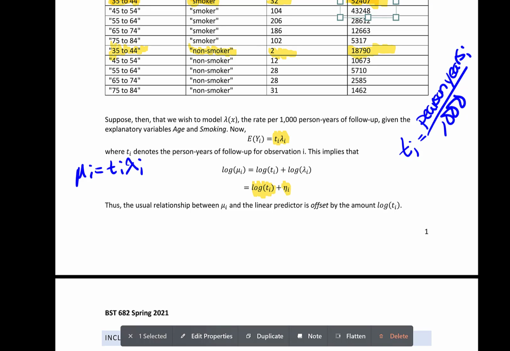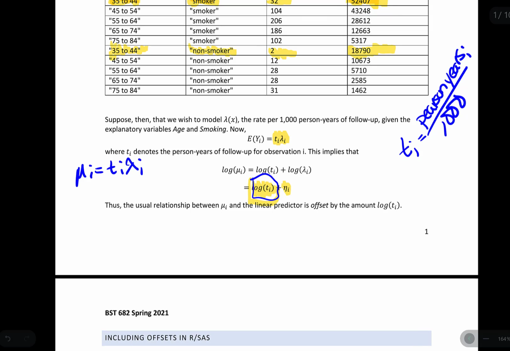So that usual relationship between mu_i and that linear predictor is offset by the amount log t_i. In other words, it's offset by this piece right here. And so that's why we call it an offset. Even though really what we're doing with an offset is defining what that rate is in terms of, and we're controlling for that, the reason it's called an offset is when we look at the log of the mean, we see that it's offset by this particular piece. And remember, we're using the log here because that was the canonical link that we saw before.